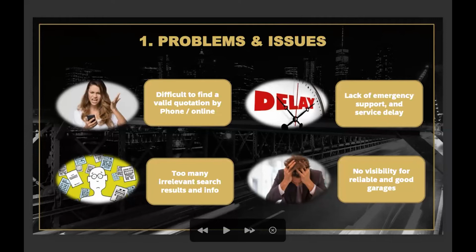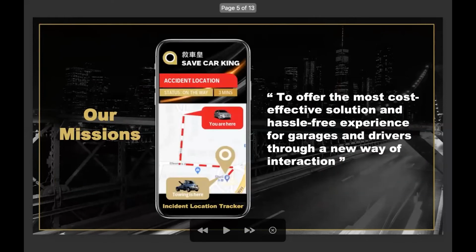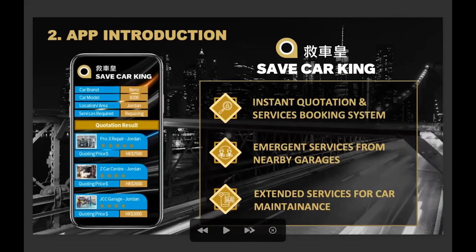And then I called the emergency service. The service is always delayed. So in short, it's very difficult for me to look for a reliable garage. Our mission is to offer the most cost-effective solution and hassle-free experience for garage and driver, for a new way of interaction. What we do in the app is we provide instant quotation, we do emergency service from a nearby garage, and we extend service for car maintenance. How are we going to do that? This platform will connect with as many garages as we can.